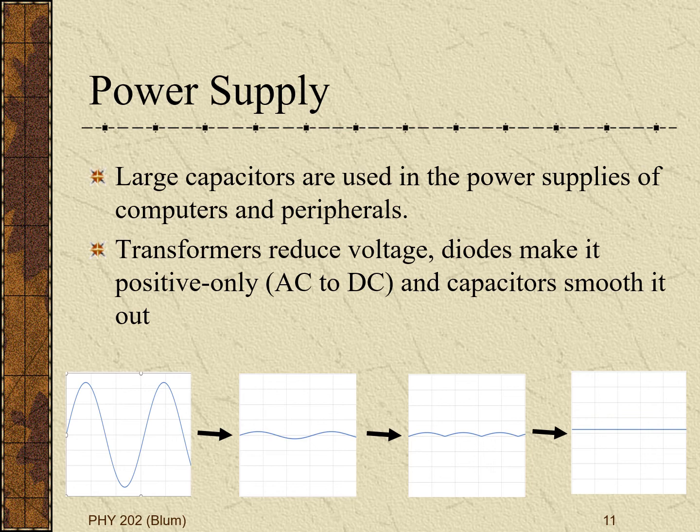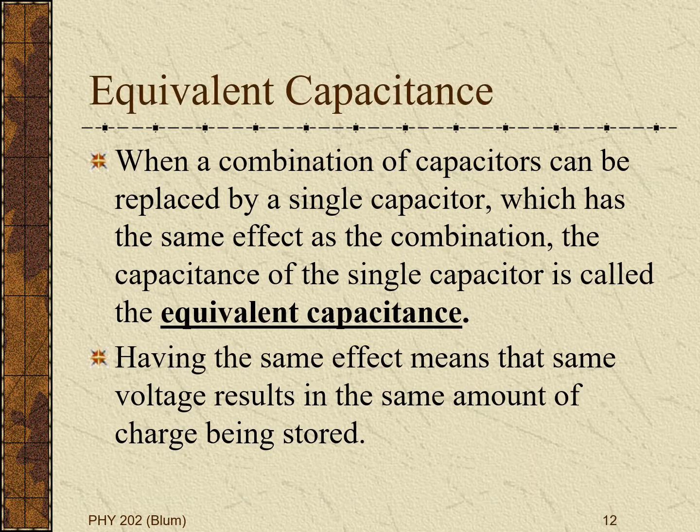It's positive, but it's still going up and down, and then it must be smoothed into a nice direct current, smooth, consistent voltage, and that's the job of the capacitor in a power supply.